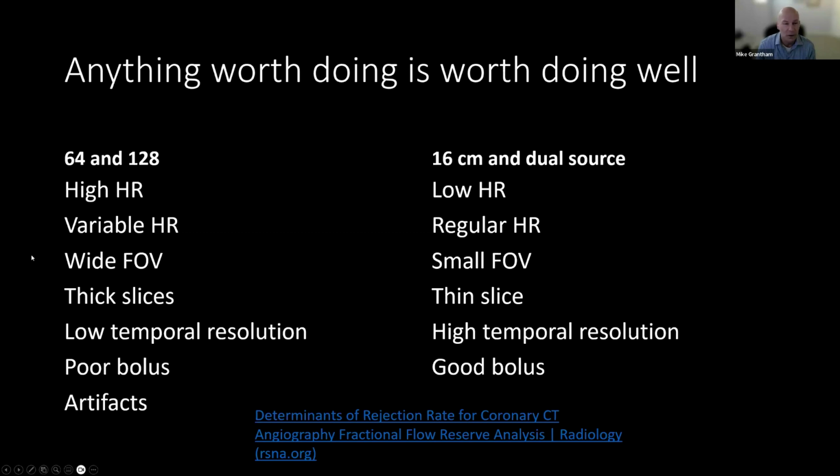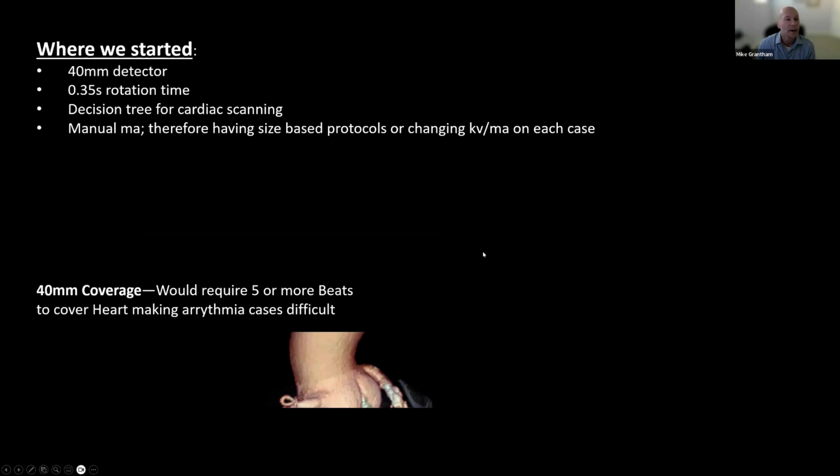determinants of rejection rate, they looked at old studies that were done on older scanners and newer studies that were predominantly done on newer scanners. And what they found was the newer studies that were done on these newer scanners had a lower rejection rate. There were other factors as well that were very important. The newer studies had better heart rate control, so that is certainly a factor. And they had also just better protocols, thinner slices, higher temporal resolution, which also comes with the newer scanners, and better bolus as well. So we've come a long ways.